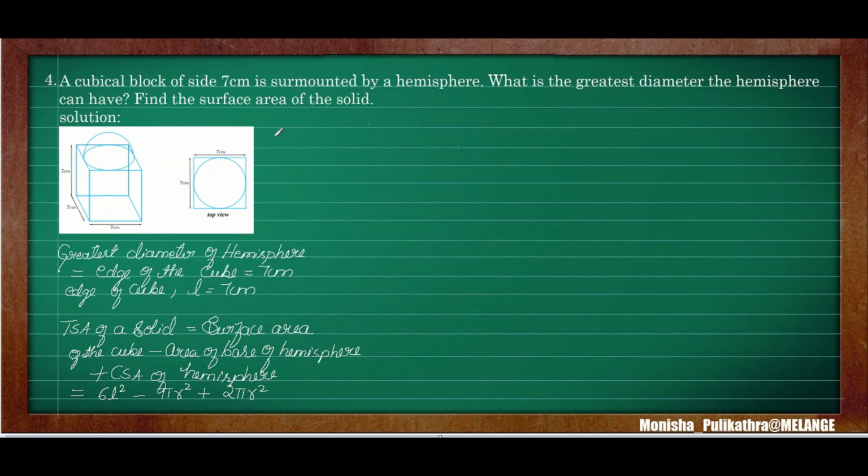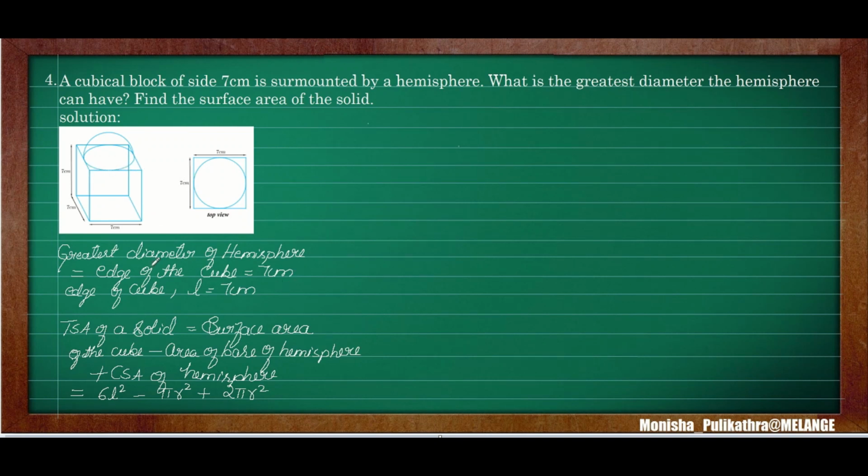Next one is to find the surface area of the solid. First is the greatest diameter of the hemisphere. The greatest diameter of a hemisphere is equal to the edge of a cube. If the hemisphere covers the entire surface, then the edge of the cube is equal to the greatest diameter. If the diameter is more than the edge, the hemisphere would have gone outwards of the cube, so that will be wrong according to the assumption. So the greatest diameter of the hemisphere is equal to the edge of the cube, which is equal to 7 centimeter.